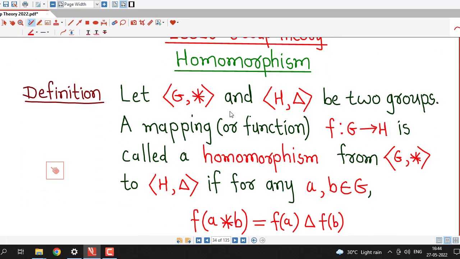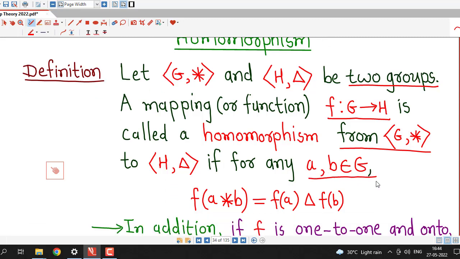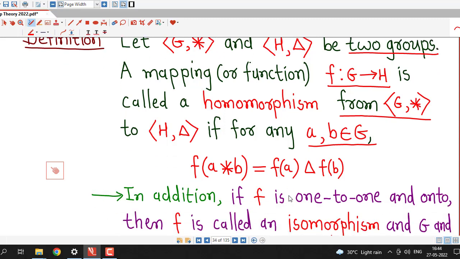Let G with star and H with delta be two groups. A mapping or function f from G to H is called a homomorphism from group G to group H if for any elements A, B in group G, f of A star B equals f of A delta f of B. Now suppose this function is 1-1 and onto.